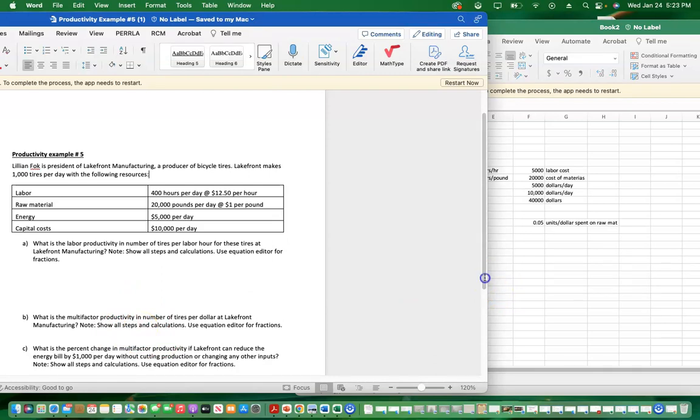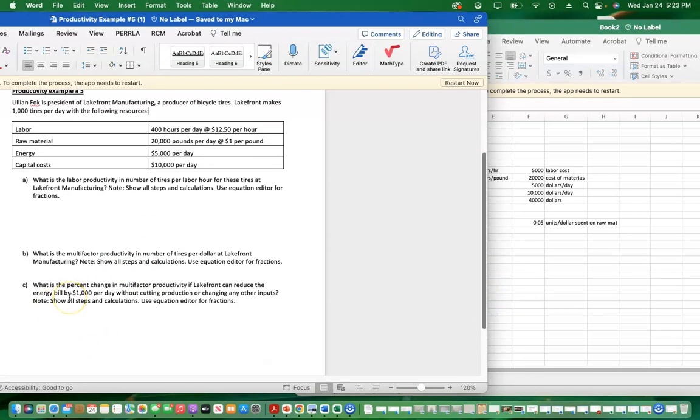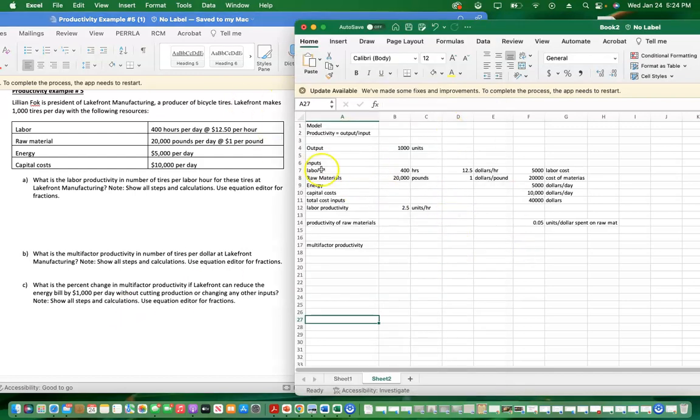Now, question number C says, what is the percentage change in multi-factor productivity if the Lakefront can reduce the energy bill by 1,000 per day without cutting production or changing any other inputs? So you need to show the steps, but the steps are already created. So that's our model. The question says that we need to cut the energy bill by 1,000. So what will be the multi-factor productivity?